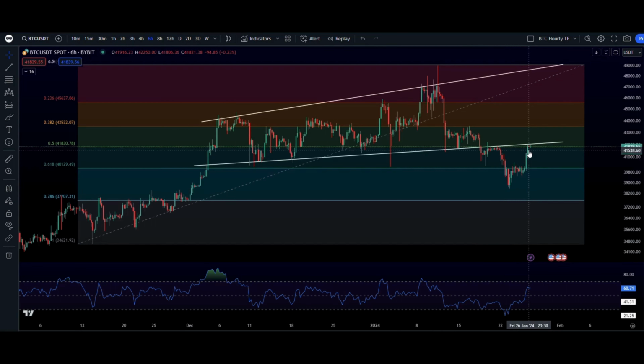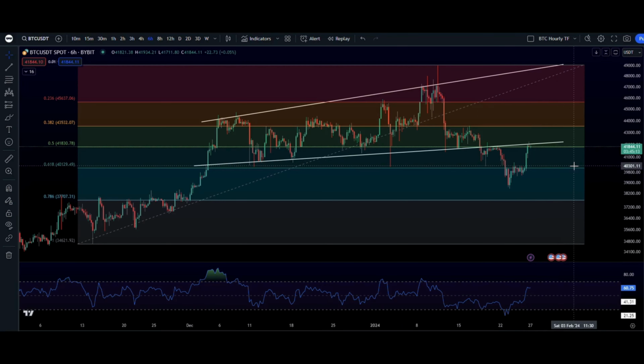It is kind of struggling to go above this level or break and close above this level. This is a clear indication that Bitcoin is struggling right now. I'm not going to say that it is going to turn out to be bearish, right? I'm not going to say that it is going to turn out to be bullish, but the right term that we can fit in right now is Bitcoin is struggling to break above this resistance.